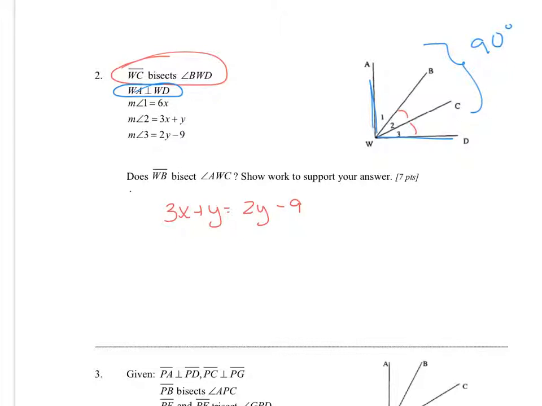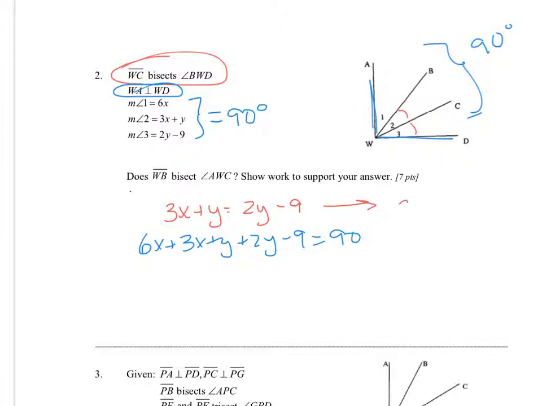So again, if those two are perpendicular, we know this entire angle is equal to 90 degrees. So if we add all of these three angles up, we should get 90 degrees. So 6x plus 3x plus y plus 2y minus 9, that all equals 90. All right, now we're going to do some simplifying. I'm going to rewrite this equation. I'm going to bring the y's over to the left side. So 3x minus y equals negative 9.